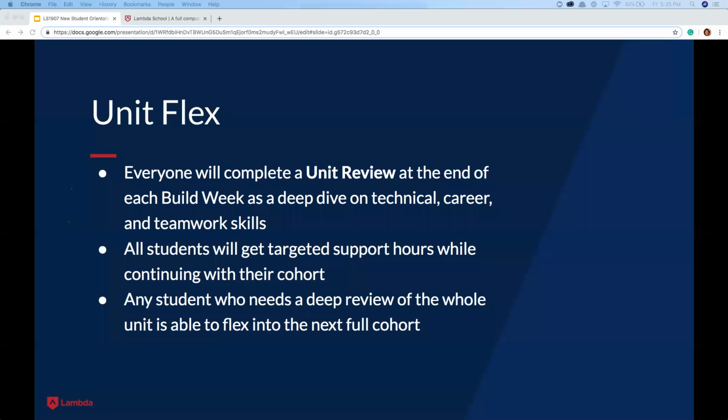Let's move on to Unit Flex. Jasmine, what is Unit Flex? So Unit Flex, sometimes our students need to review. All right, data proves it.